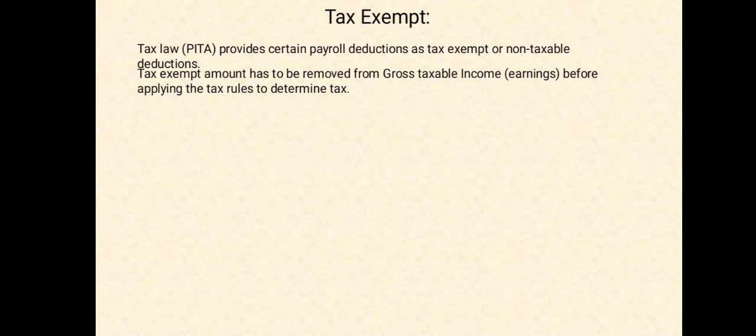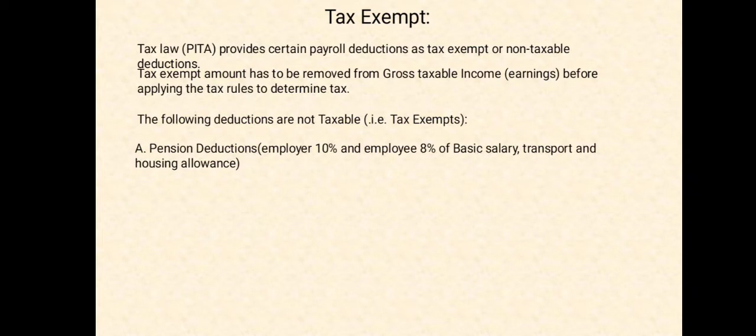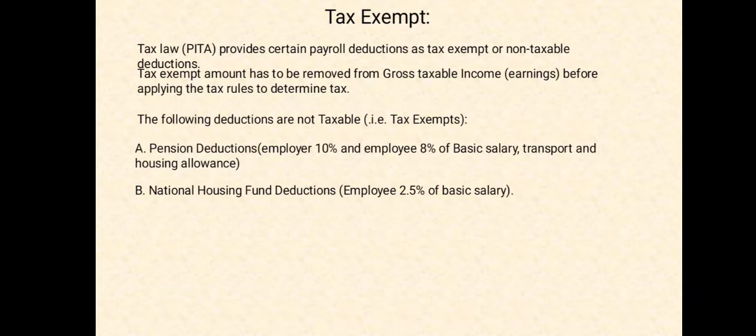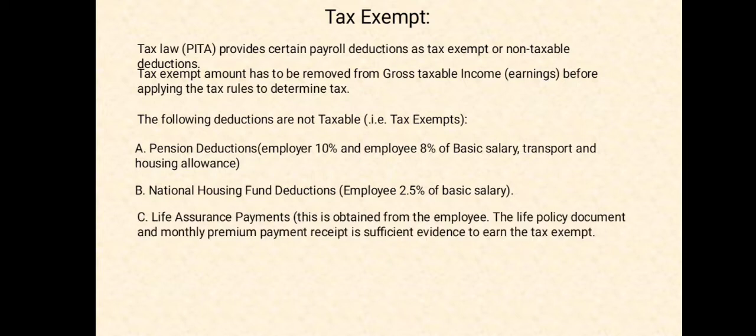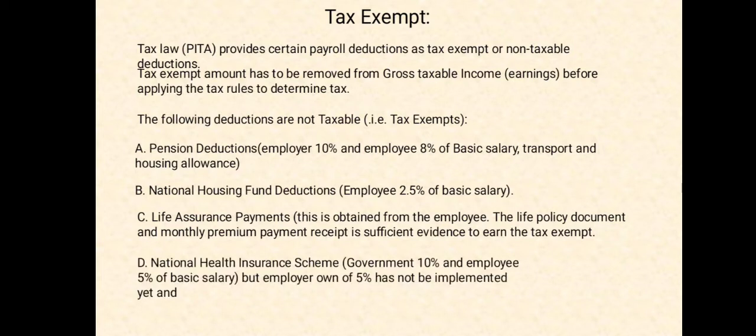Tax exempt. Tax law, PITA, provides certain payroll deductions as tax exempt or non-taxable deductions. Tax exempt amount has to be removed from gross taxable income earnings before applying the tax rules to determine tax. The following deductions are not taxable. A. Pension deductions, employee 8% of basic salary, transport and housing allowance. B. National Housing Fund deductions, employee 2.5% of basic salary. C. Life assurance payments, this is obtained from the employee. A policy document and monthly premium payment receipt is sufficient evidence to earn a tax receipt. D. National Health Insurance Scheme, government 10% and employee 5% of basic salary, but employer-owned 5% has not been implemented yet. E. Gratuity.